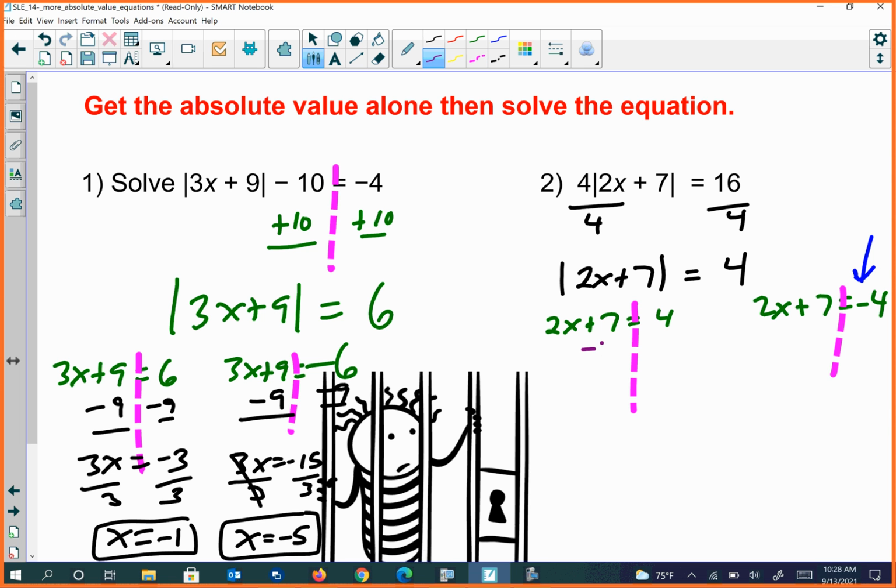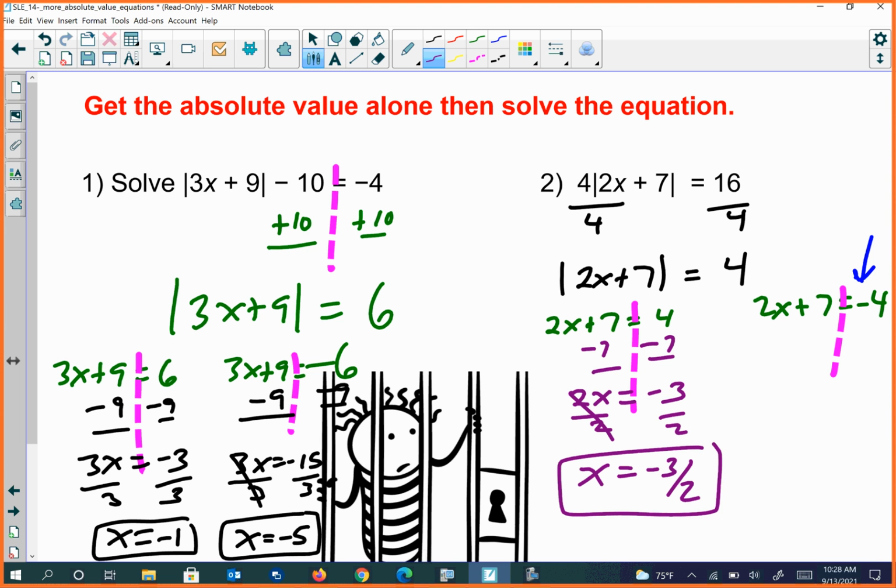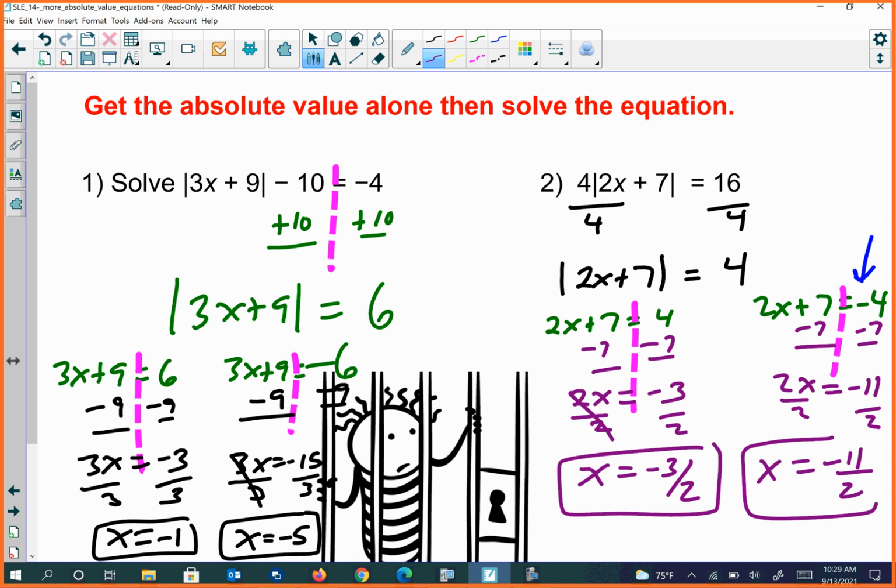Subtract 7, subtract 7. Divide by 2, divide by 2. So I have that. Second one, subtract 7 on each side. Divide by 2. That does not reduce, and I don't make it a mixed number. I keep it improper.